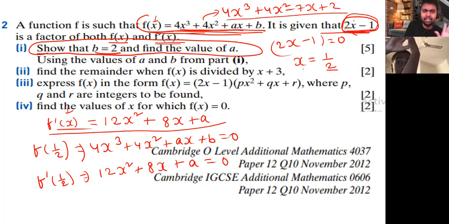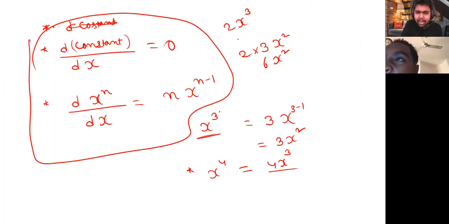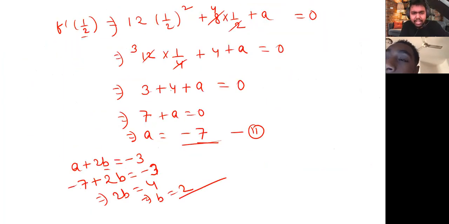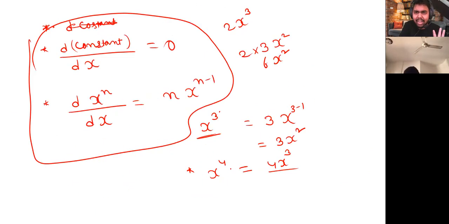Right now, the A and B were hidden, but we found the value of A and B by solving. And the same value I'm just putting in this given function. Are you understanding? Here is A, here is B. I found A as minus 7, B as 2. And same thing I am putting here.